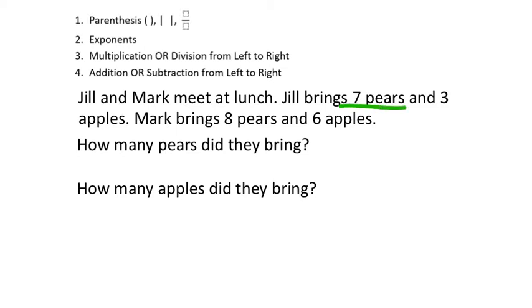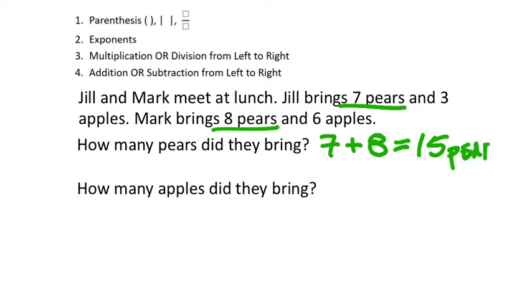Well, Jill brought 7 pears and Mark brought 8 pears. So all we're going to do in order to figure out how many pears were brought is add those two values together, and 7 plus 8 is 15. So this is a word problem, and I need to remember to label this answer, that's all. It's not just 15, it's 15 pears. There we go. And next up, we'll look at apples.